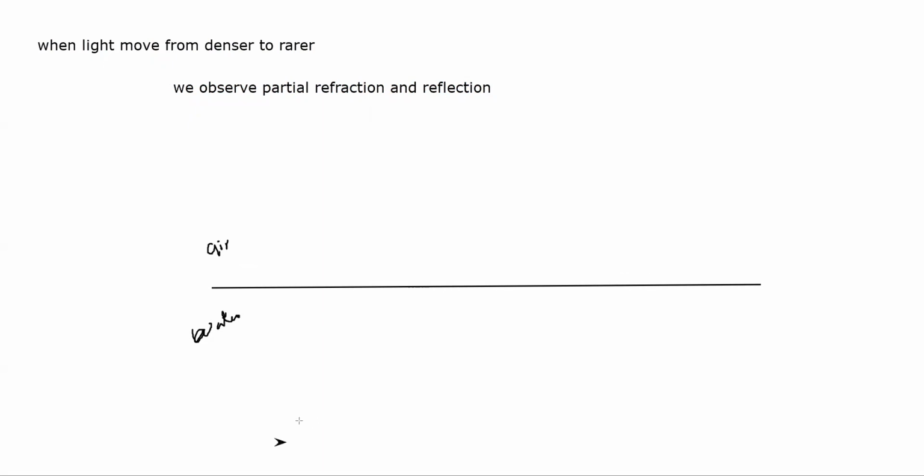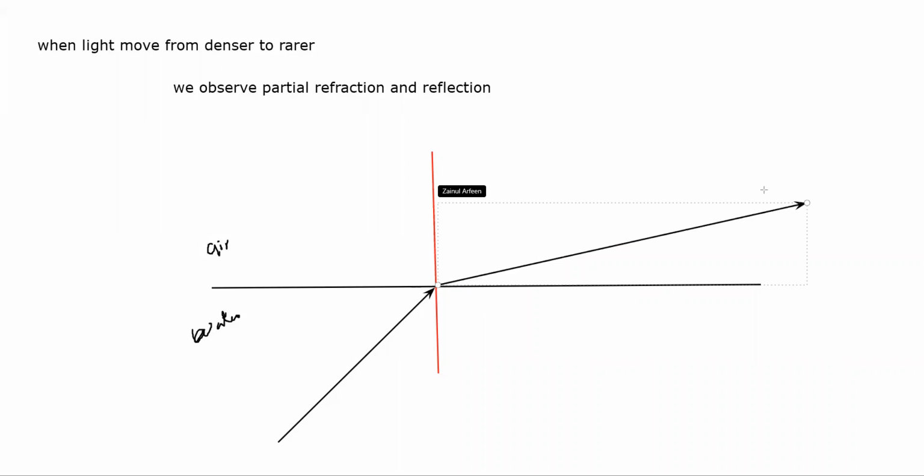So what happened? When the light strikes, some of the light, imaginary light which is perpendicular to the surface, that's called a normal. Moving from water to air, will the speed increase or decrease? So speed increases, so it will bend away from the normal. When it bends away from the normal, we call this a refracted ray.